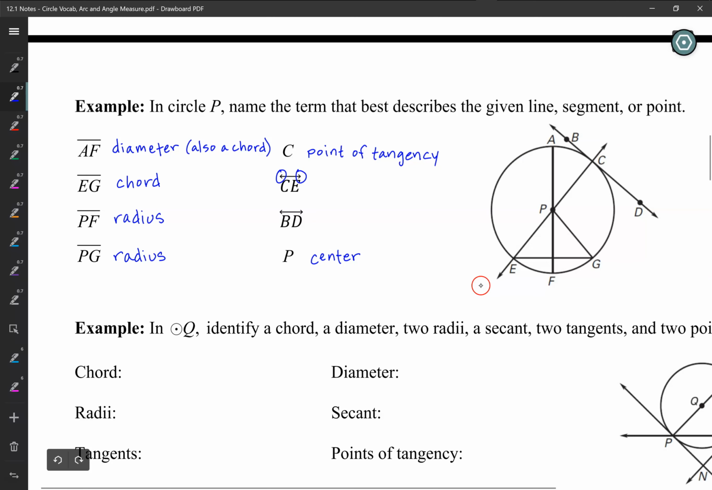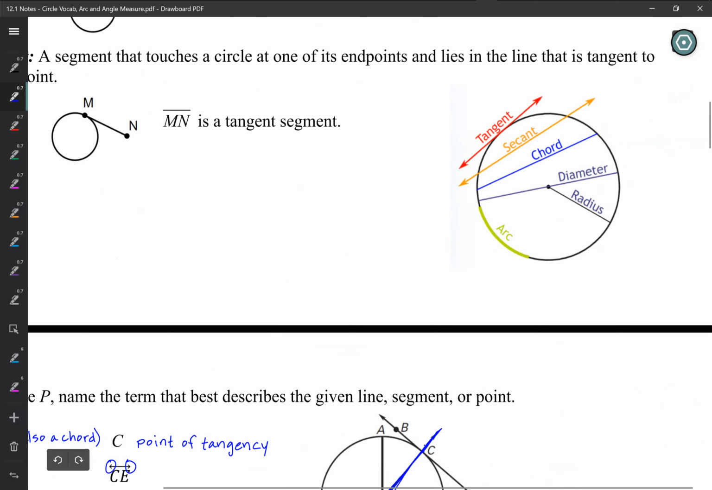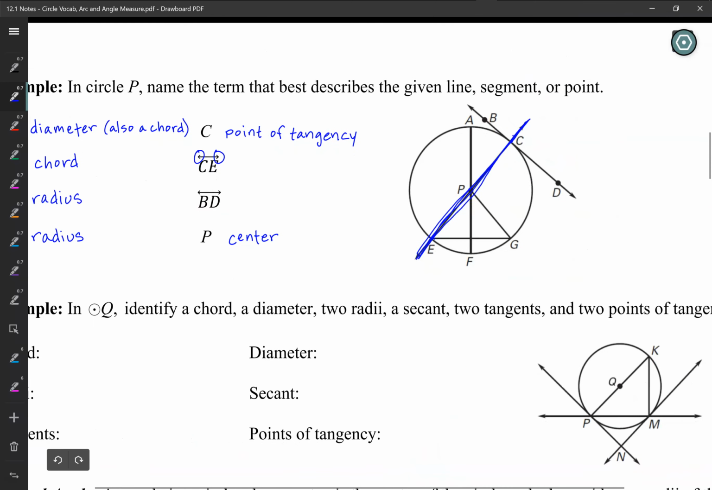So that wants me to talk about this whole line. Now, if it just said segment CE, if it just wanted the part of the line from C to E, that would be a diameter because it goes through the center. But line CE is a line and it crosses the circle at two different places. A line that cuts the circle at two places is a secant.